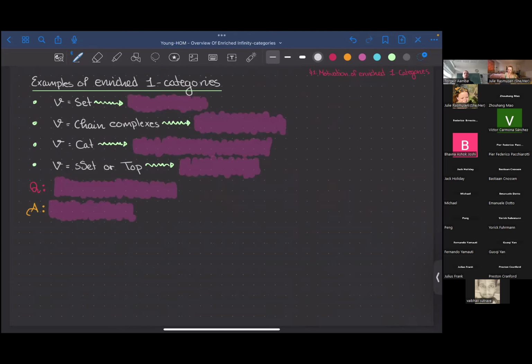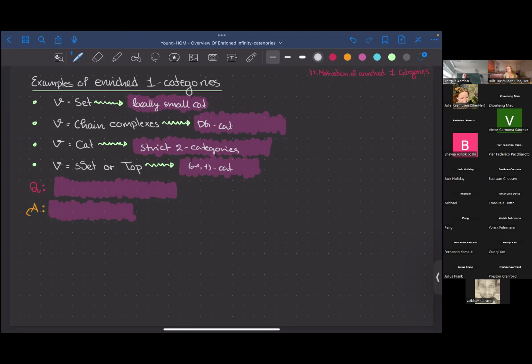Some of the key examples that are relatively easy to understand: if we enrich in the category of sets, we just get locally small categories. If we consider chain complexes, we get DG categories. If we enrich in the category of categories, we get strict two categories. And the one that people here probably think most about is if we enrich in simplicial sets or topological spaces, then we get infinity one categories.